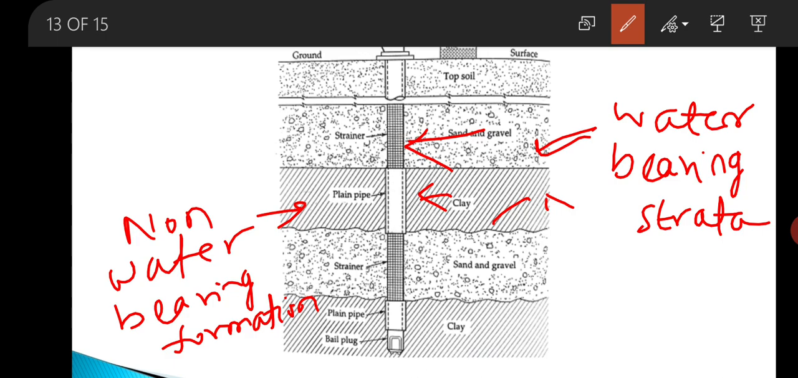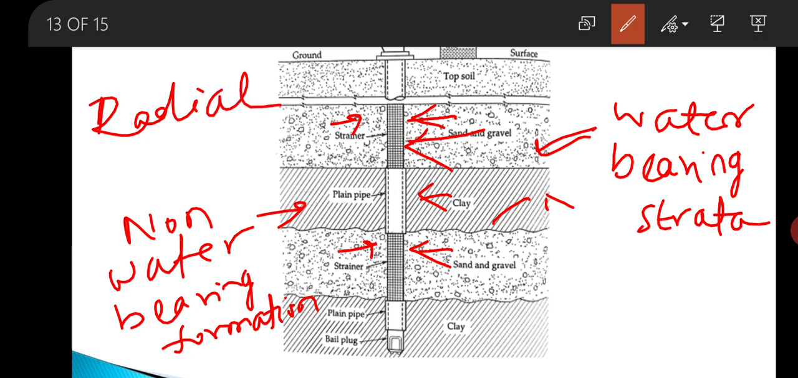And here the water will enter into the well through these strainers from the sides. That means water will enter through these sides. Therefore, in this case the flow is radial. But in case of cavity type tube well, as water is flowing through the bottom of the pipe, that is spherical.